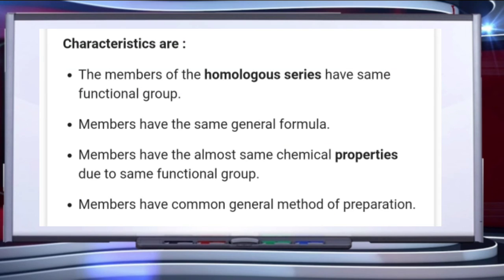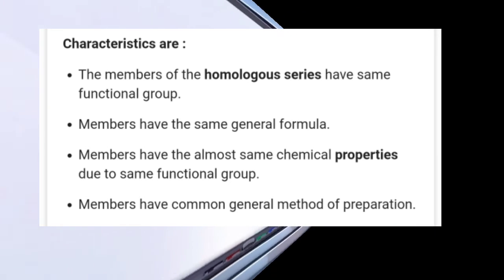Characteristics of homologous series, children. The members of the homologous series have the same functional group. Members have the same general formula. Members have almost the same chemical properties due to the same functional group, and members have a common general method of preparation. So these are the characteristics of homologous series.